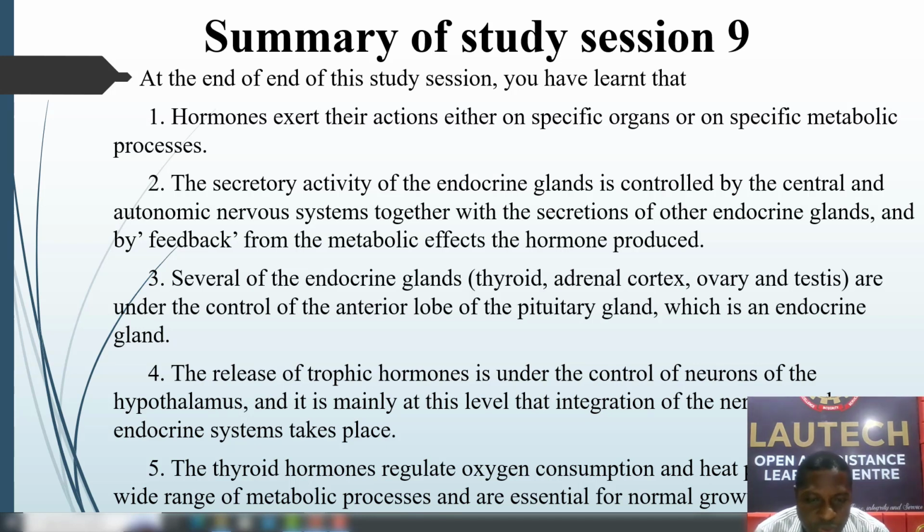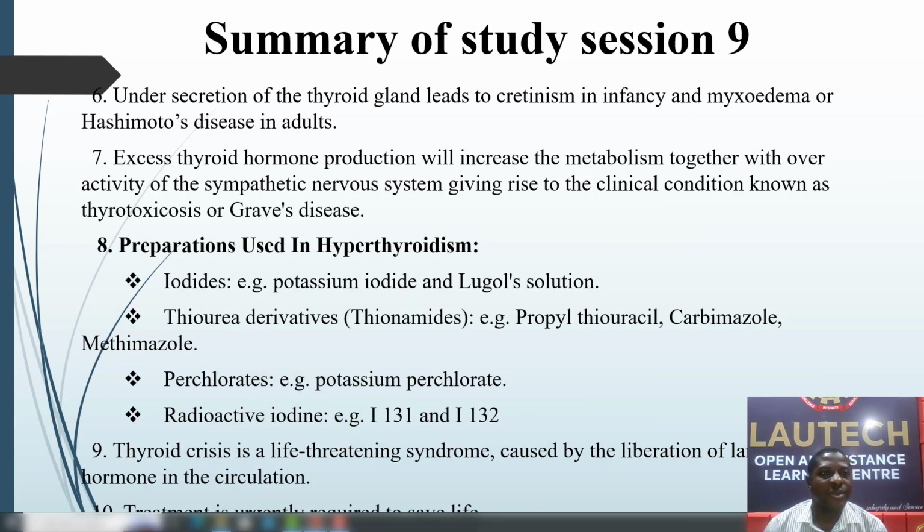Thyroid hormones regulate oxygen consumption and heat production and a wide range of metabolic processes and are essential for normal growth and development. Undersecretion of the thyroid gland leads to cretinism in infancy and myxedema in adults. Excess thyroid hormone production will increase the metabolism together with overactivity of the sympathetic nervous system, giving rise to the clinical condition known as thyrotoxicosis or Graves' disease.